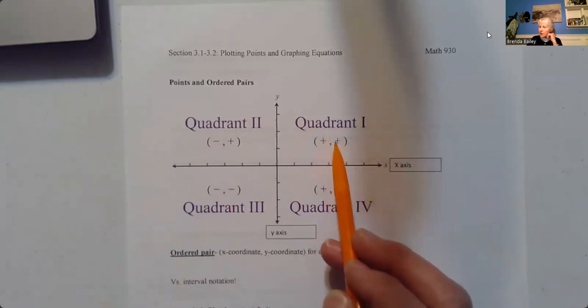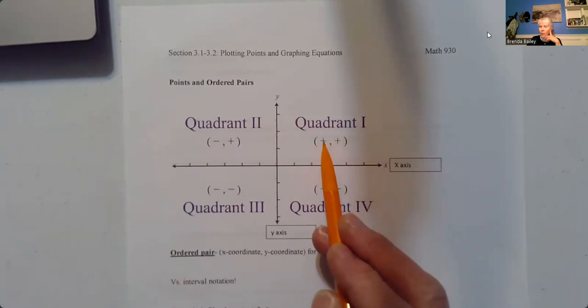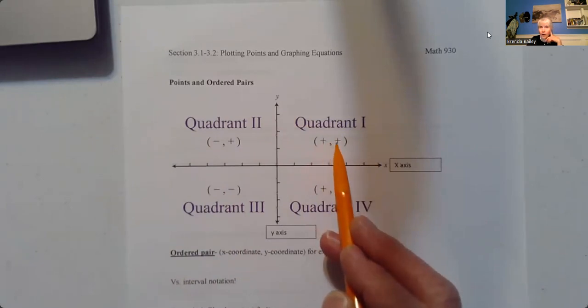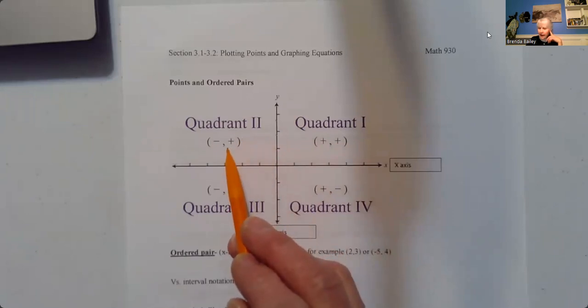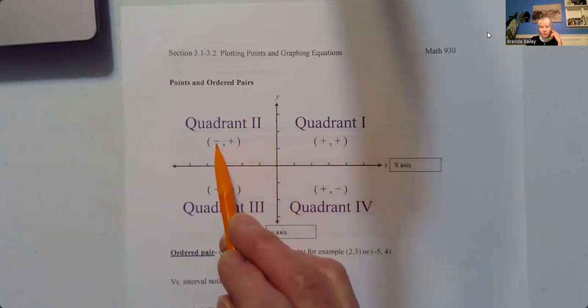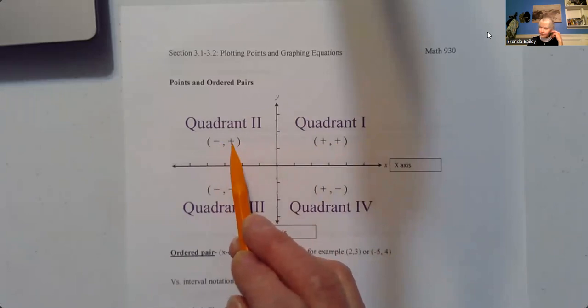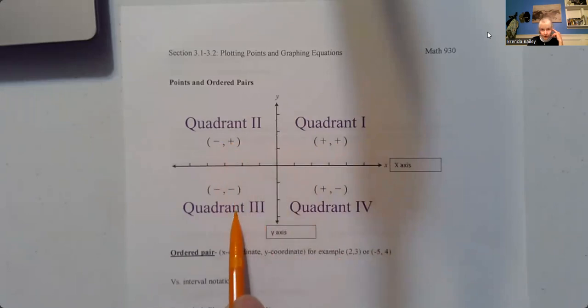Here, the plus and plus just means that the X and the Y coordinate are both positive in quadrant 1. Here in this quadrant, the X coordinate is negative and the Y coordinate is positive. Here in quadrant 3, and notice we're using Roman numerals, the X's are negative and the Y's are negative. And over here, quadrant 4, the X's are positive and the Y's are negative.